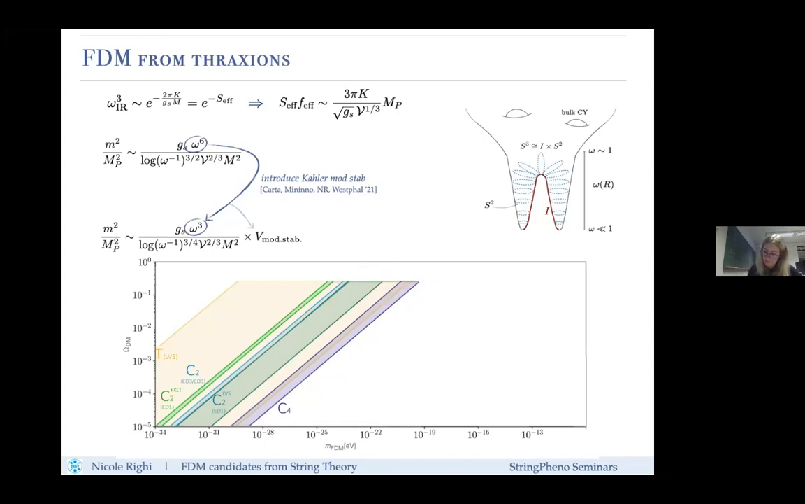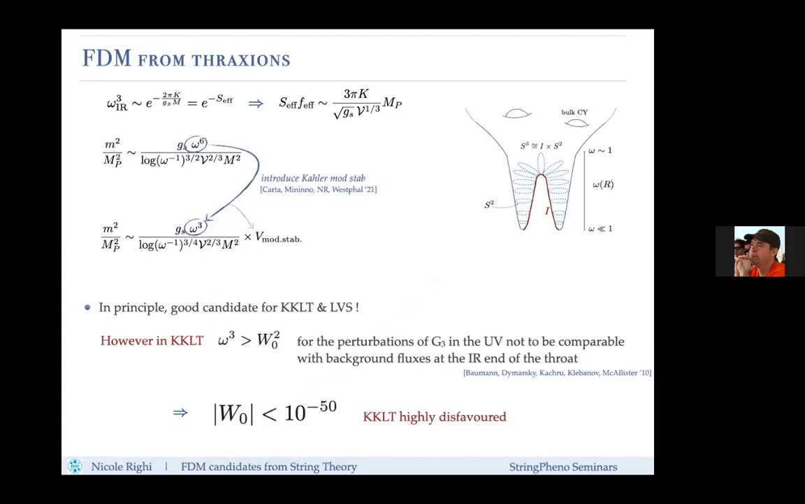Sorry to interrupt. Yes, but sure. When you say highly disfavored, how do you measure that? I mean, 10 to the minus 50 looks bad, but the log of 10 to the minus 50 doesn't look bad.